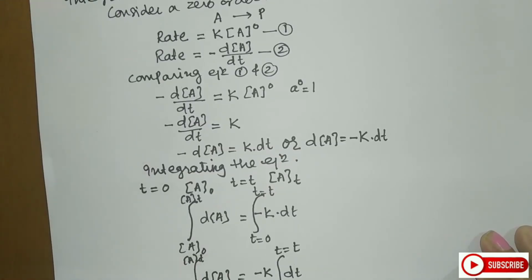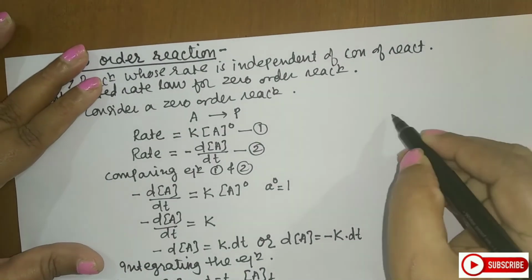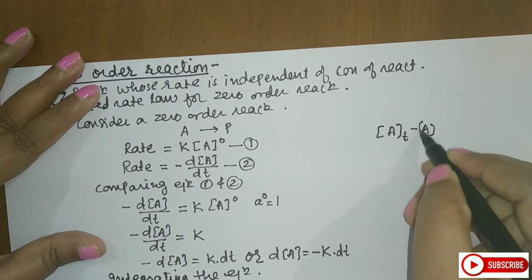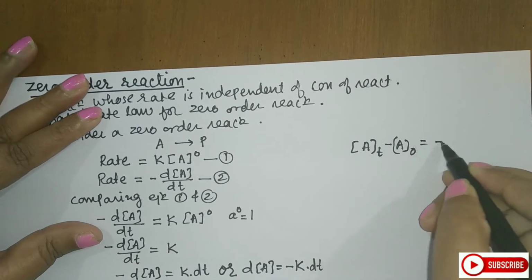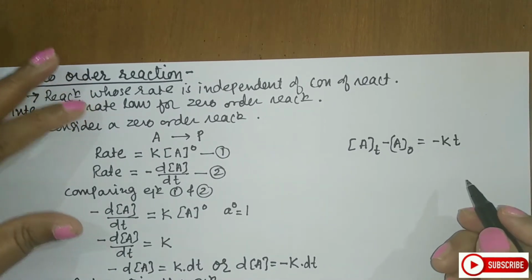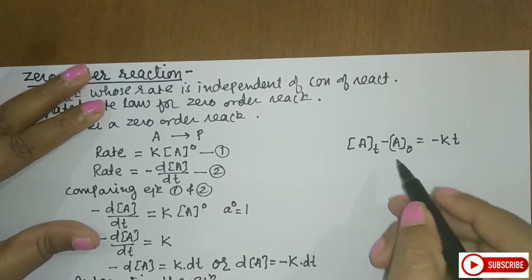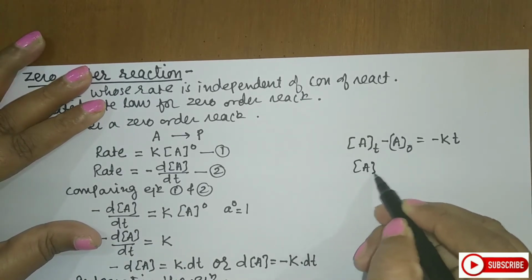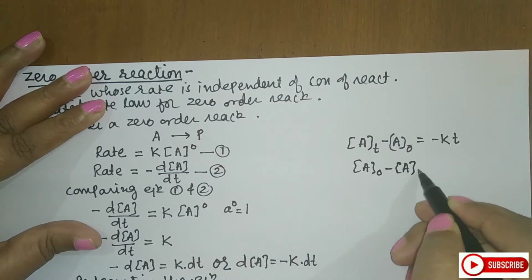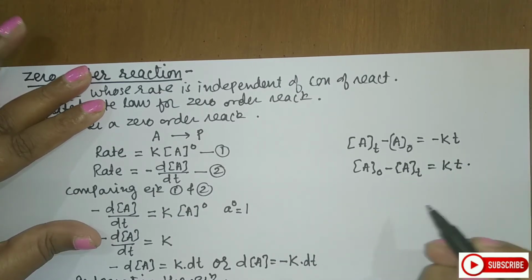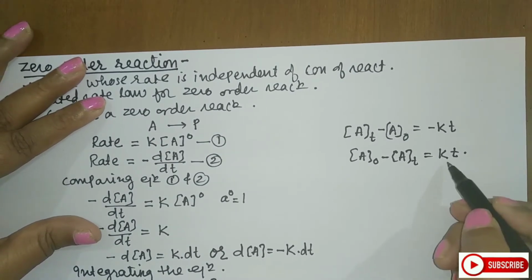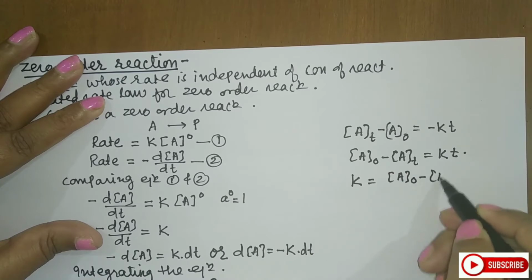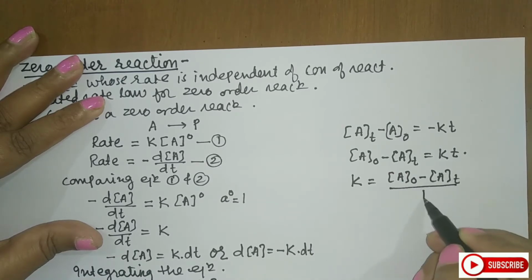Now if you integrate this, what you will get is At minus A0 is equal to minus Kt. So this is what you got. Now we can remove the minus sign if I interchange this. So I will get A0 minus At is equal to Kt. Let us rearrange this equation with respect to the rate constant. So K is equal to A0 minus At upon t.